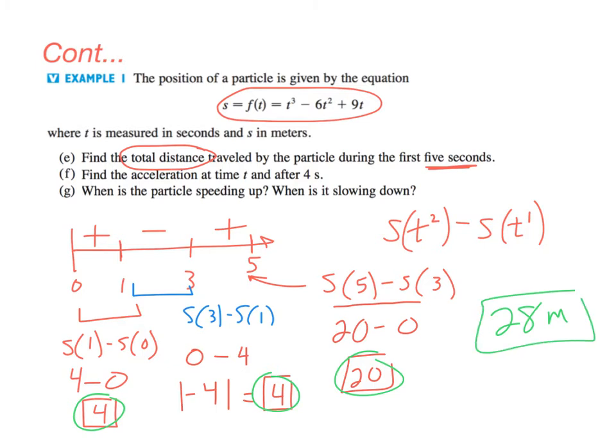Now if I said what's the net distance, we would subtract that 4 off of the 24, and so 20 meters would be net distance, 28 meters would be total distance traveled. And a lot of times in the book, if it asks you to find the distance, it's pertaining to total distance traveled. It'll say find the net distance if it's pertaining to that. So taking a look at the last couple questions here.